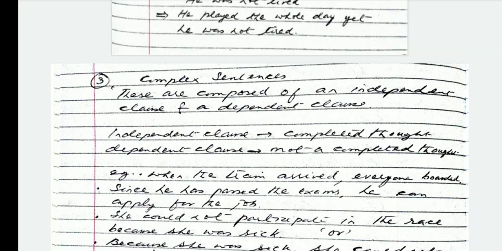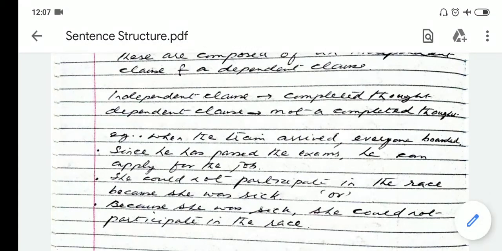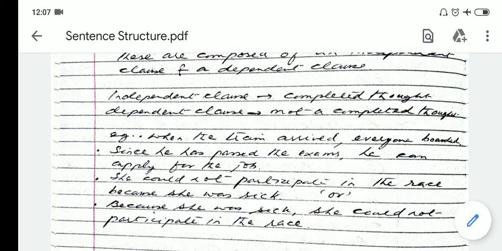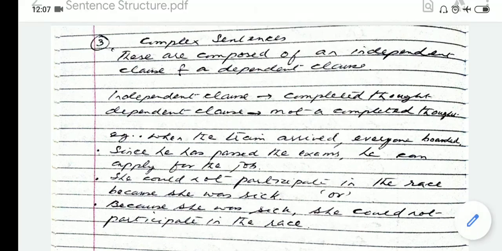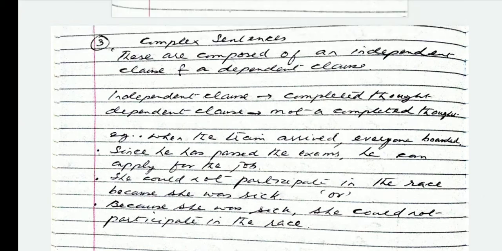Now see the examples of complex sentences. When the train arrived, this is one clause. Everyone boarded. When the train arrived is a dependent clause because although it has a subject and it has a verb, it does not have a completed thought. When the train arrived, there is not a completed thought. बात पूरी नहीं हुई है. Second clause is everyone boarded.